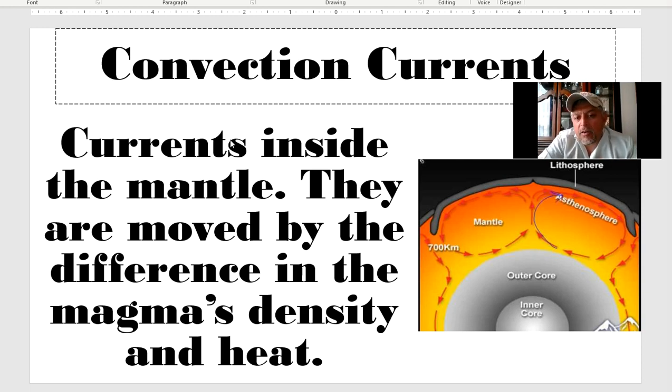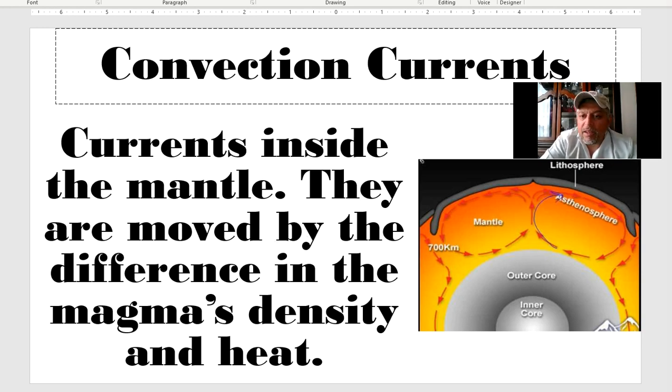So it says here that the currents that we're going to be talking about, the convection currents, happen inside the mantle of the Earth, which is in this area right here that you can see. Okay, and the reason why these currents are moving is because of the difference in density. Magma has density and also heat. All right, so we're going to be looking at those two. So first of all, we need to know what density is. To understand the convection currents, we need to understand density.